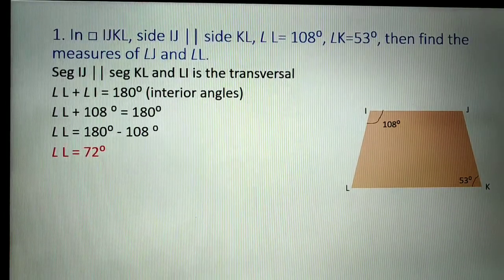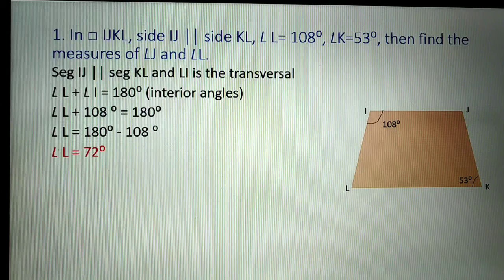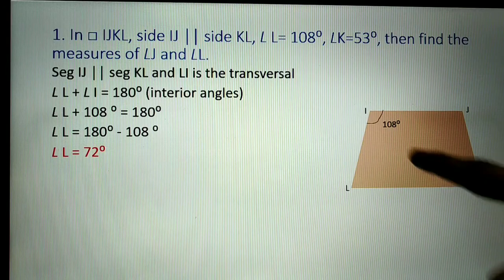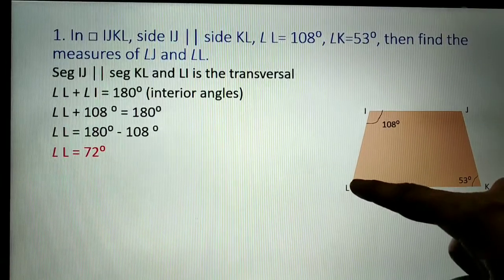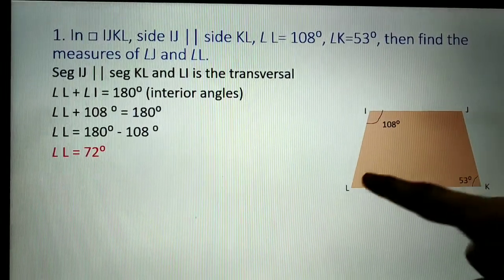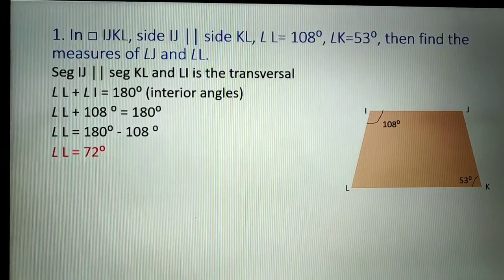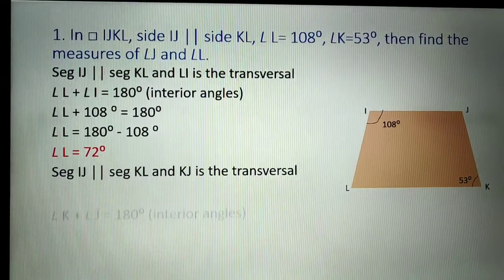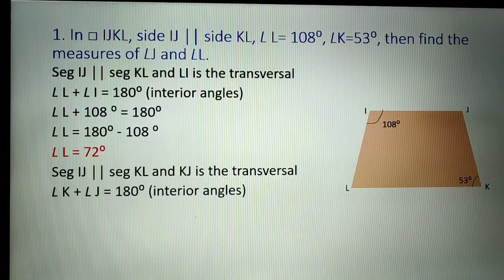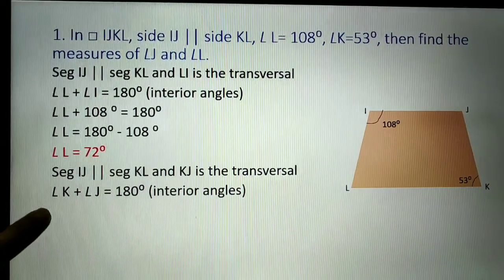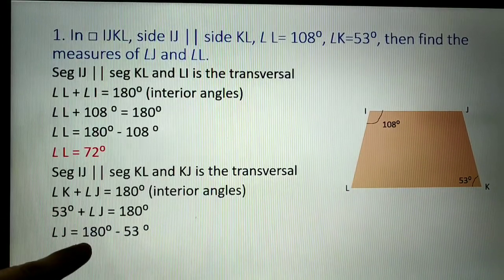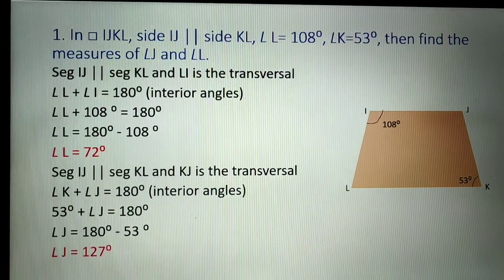Now the next one, we have to find angle J. We'll use the same logic. IJ is parallel to KL, but now JK is a transversal. Here we were saying LI is a transversal to find this one. Now to find this, we say this is parallel to this and JK is a transversal. Therefore angle J plus angle K is 180 degrees, because they are interior angles. We substitute the value of K, which is 53 degrees. J is not given, and 180. 53 goes on the other side, it becomes minus 53, and therefore angle J is 127.